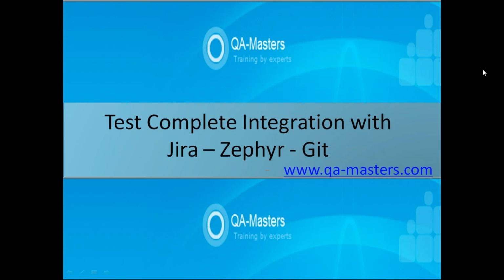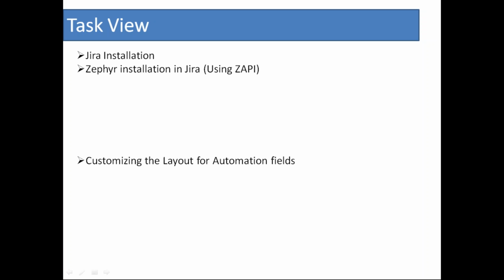Today we are going to see how TestComplete can be integrated with JIRA, Zephyr and Git. In this session, we are going to see some of the tasks which we have completed. JIRA is installed on cloud. Zephyr is installed along with JIRA using Zephyr API, JIRA API.